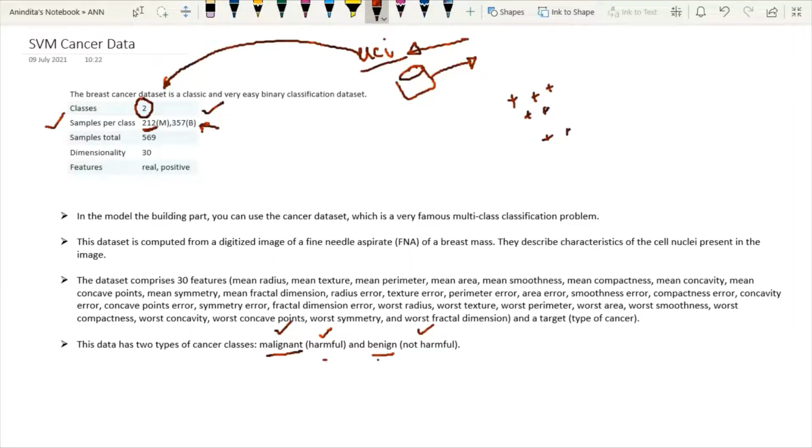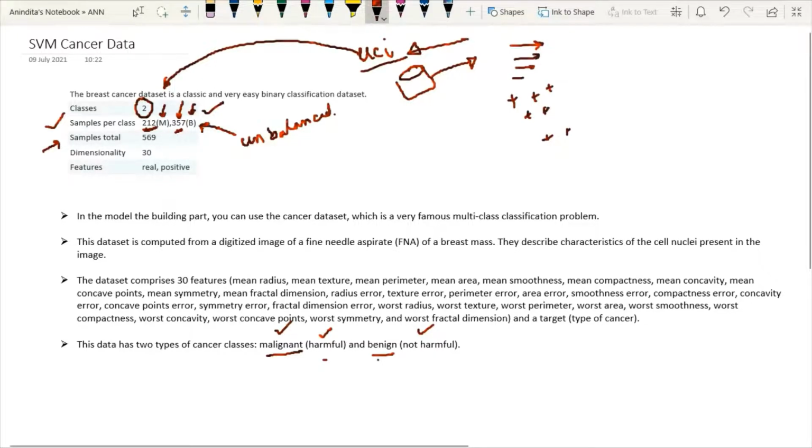But here in the data set, what is not mentioned is that they are not balanced. So you have to identify this. Unbalanced means the number of data points present for each and every class category is not equal. And now we have to identify the samples. How many samples are there means how many rows are there in the data set. So there are 569 samples. So we have 569 rows in our data set.